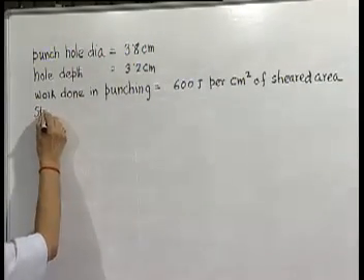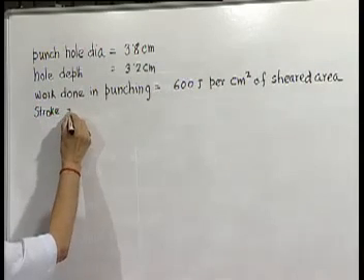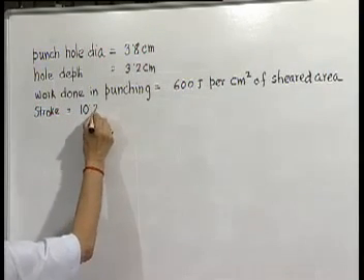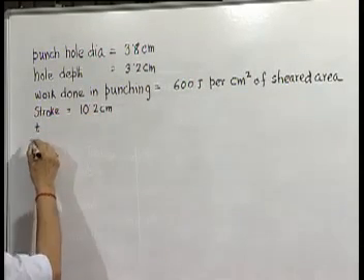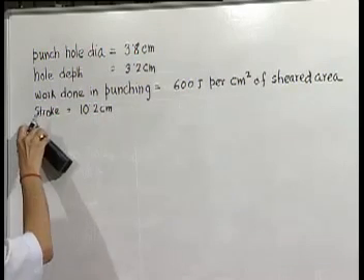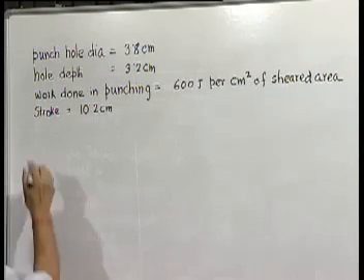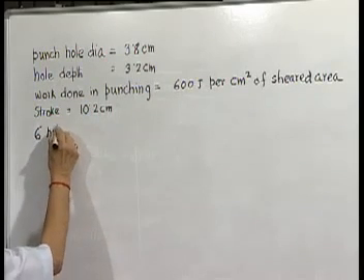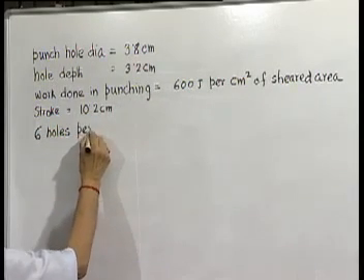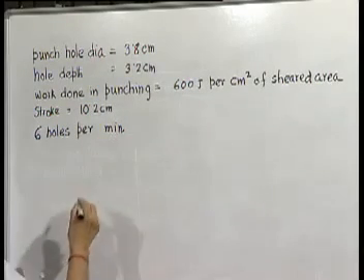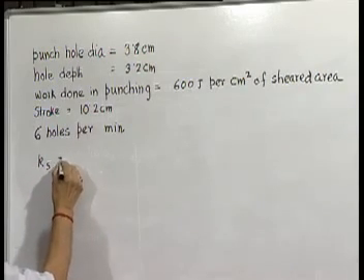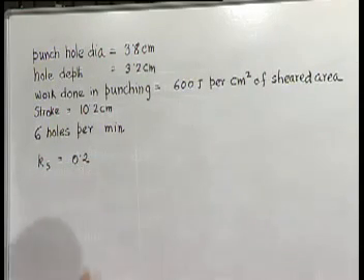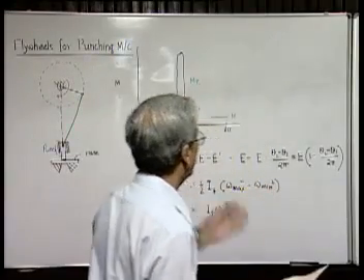Stroke of the punch is equal to 10.2 centimeters. Thickness of the plate is not needed, which is the same as the length of the hole or depth of hole. 6 holes per minute, and Ks is told that it can vary up to 20%, because it's a punching machine. As you have seen, it can be even as low as 1/5 from the previous table.